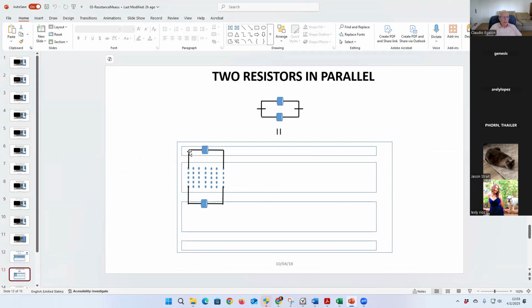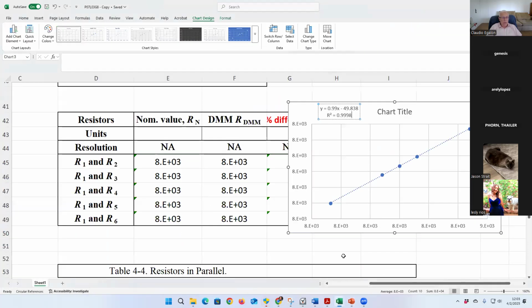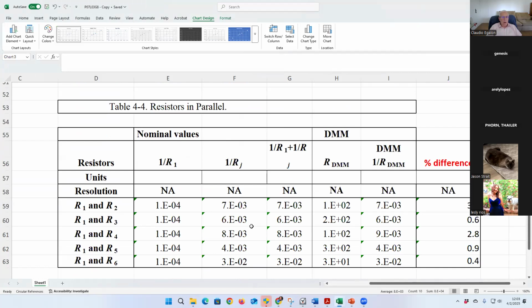And then we connect my multimeter probes to those two leads. And that's going to be my next graph, resistors in parallel.